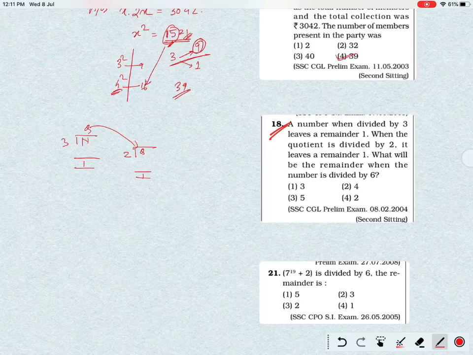Okay, so it is again a type of successive division. Again, consider the minimum value here, 1. 2 1s are 2. This quotient will become 3 for the remainder to be 1. Put the 3 here. 3 3s are 9. The number has to be 10 for the remainder to be 1. So if 10 is divided by 6, we'll get a remainder 4. So 4 is the answer.